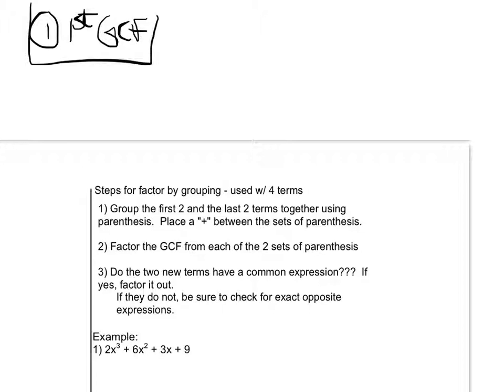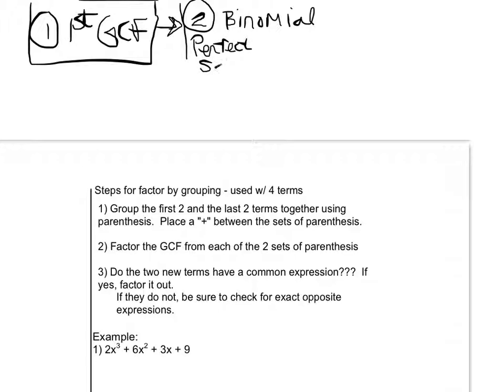Remember, sometimes there will be a GCF, sometimes there won't. Sometimes if there's a GCF, it's my only step. Other times I have to do more than one step. But either way, every time I take out a GCF, I then ask myself, now what do I have? Do I have a binomial? And if I do, is it perfect square minus perfect square?